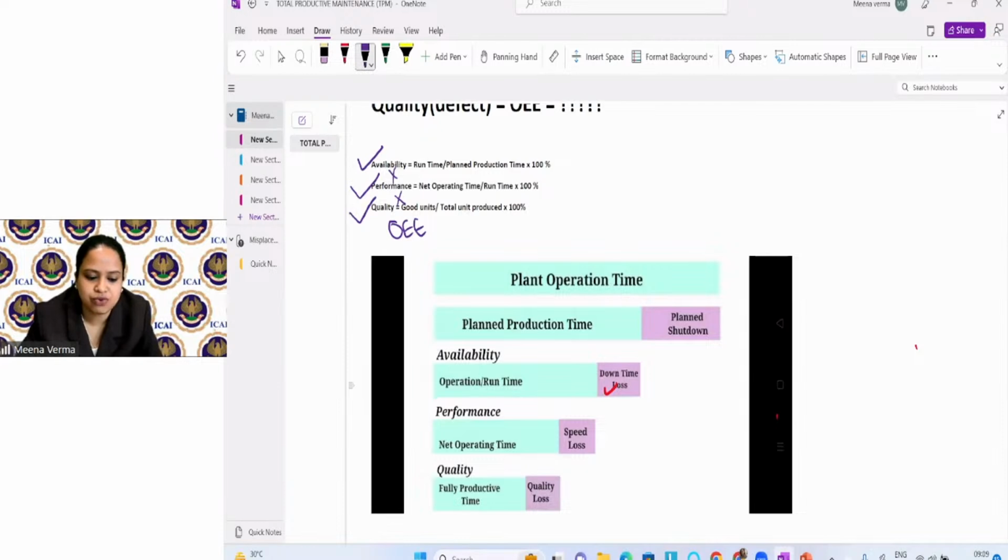So we will see how we find it. The first formula, for availability, is what? Runtime divided by planned production time.